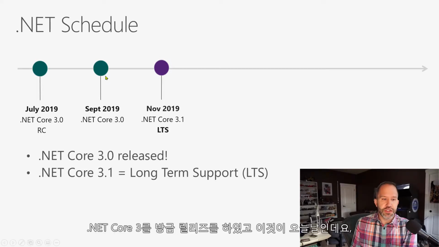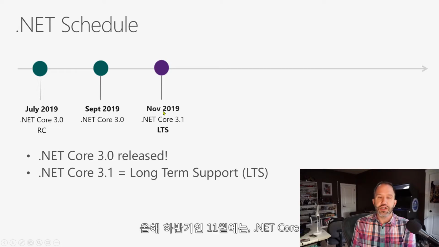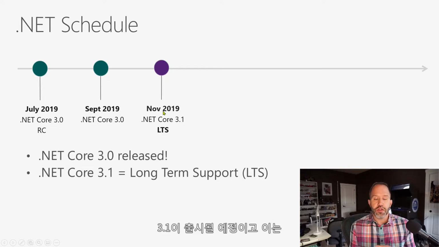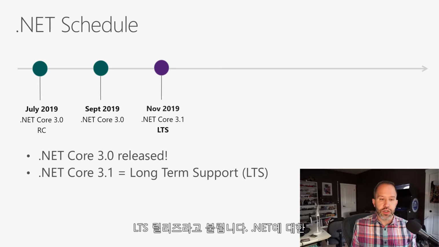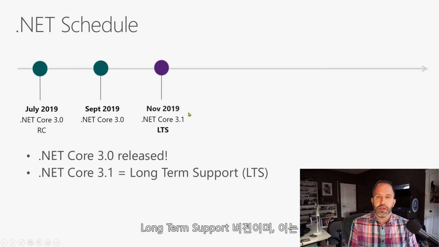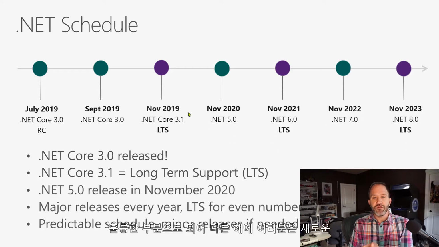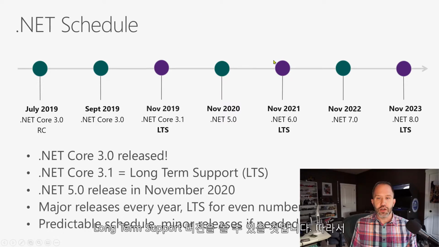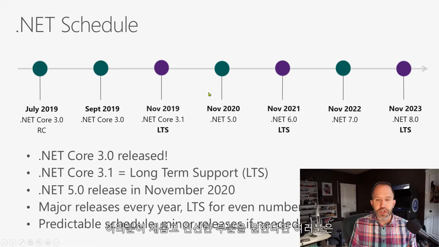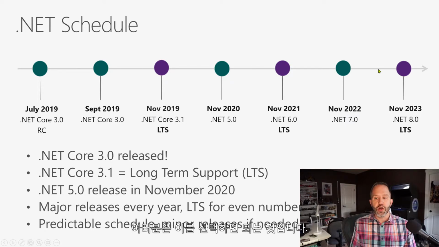We just released .NET Core 3. That's out today. Later this year in November, .NET Core 3.1 will be out, and it's what's called an LTS release. That's a long-term support version of .NET. It's going to be supported for years. And then here's the cool part. Every other year, you're going to get a new long-term support version. So if you want the new fresh stuff, you can get those on the even numbered years. And if you want a long-term support version, then you can go and get that.